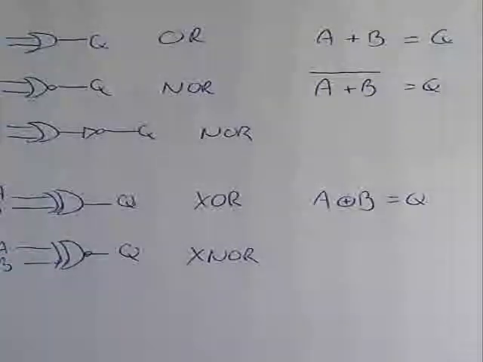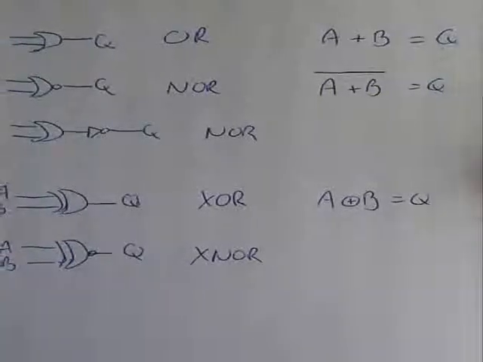And those are the seven common gates that we use, and their Boolean expressions.